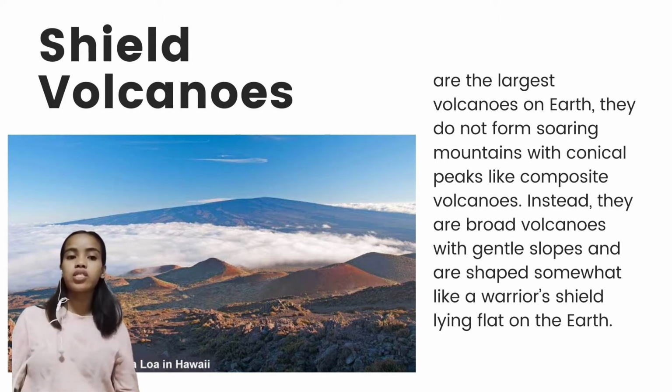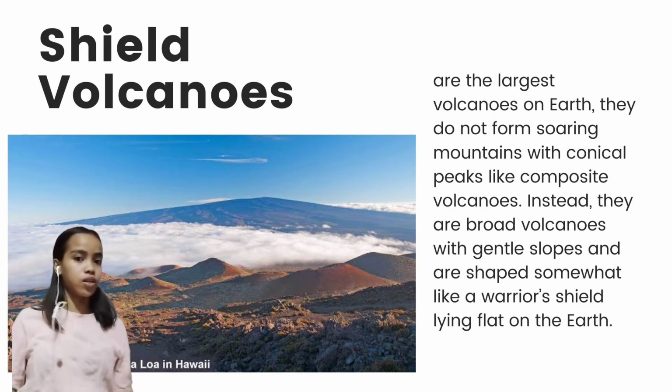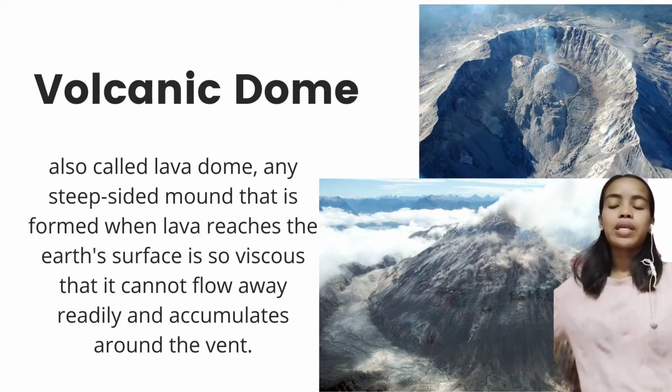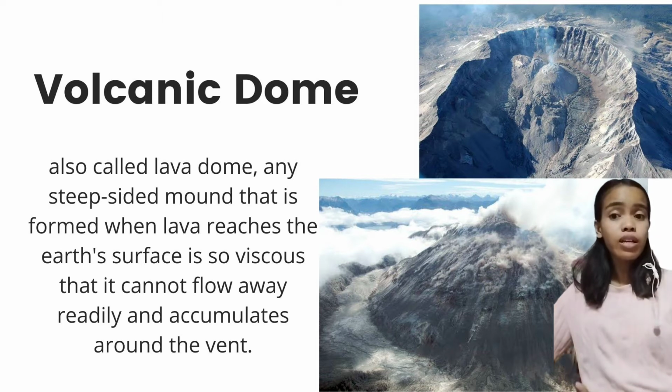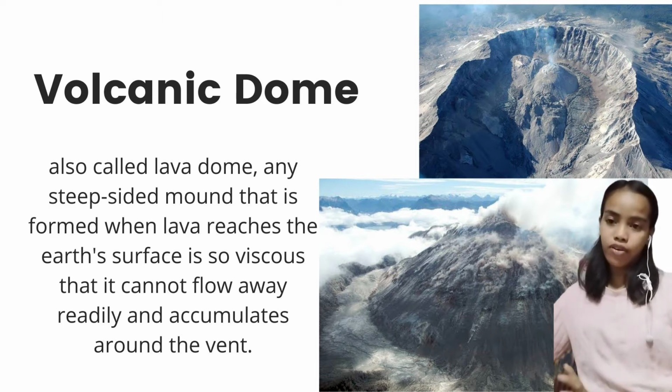So the shape of this is just flattened in the earth. Okay, so that's the shield volcanoes. Alright, so next we have here the volcanic dome. So this type of volcano is also called lava dome.